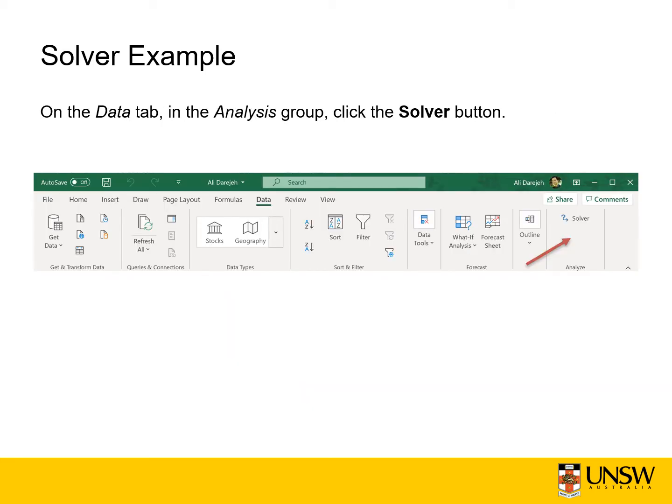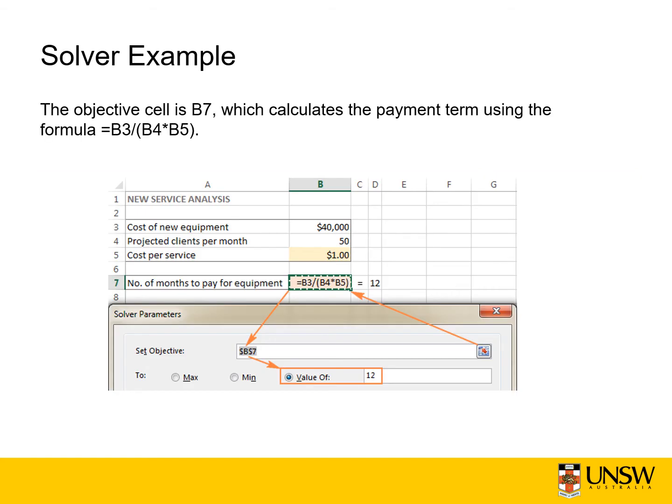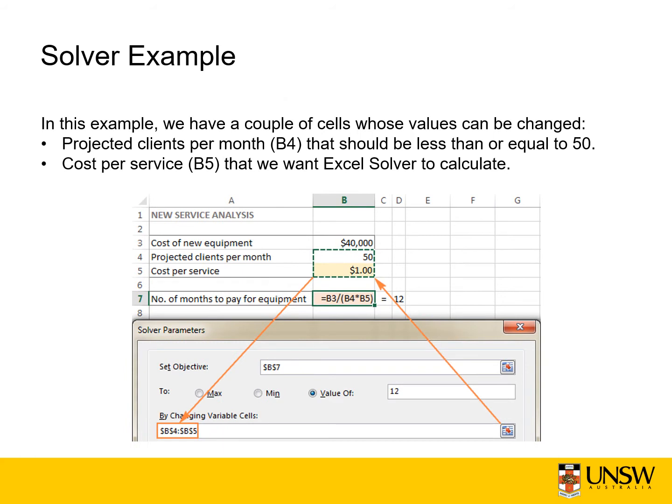As the first step, open Solver by going to the Data tab and clicking the Solver button. In this example, the objective cell is B7, which calculates the payment duration using a formula. Since we should repay in 12 months, select Value Of and type 12. As I said, the number of clients per month should be less than or equal to 50, and cost per service should be calculated by Solver. Therefore, in By Changing Cells, we type B4 and B5.